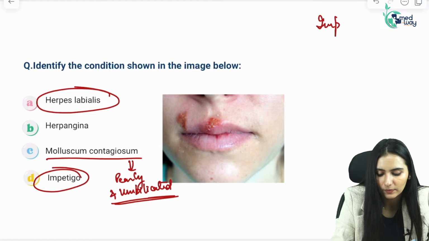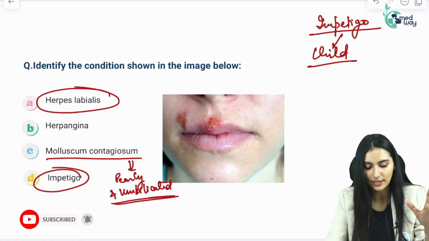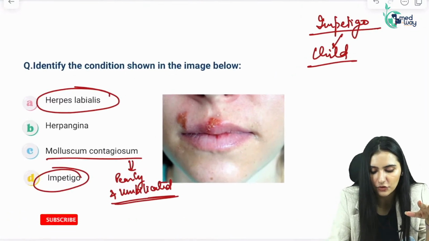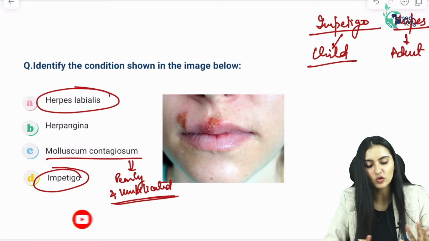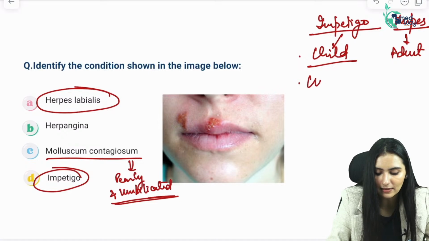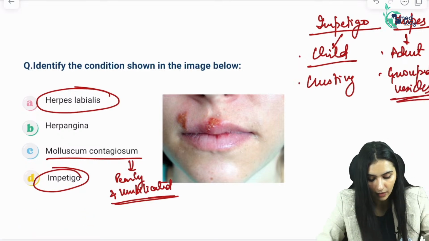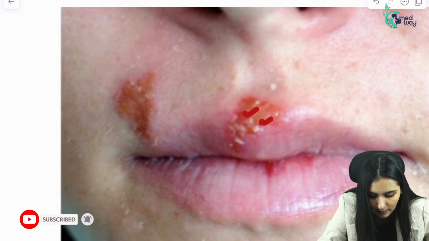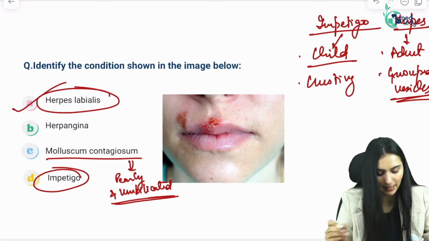In case of impetigo, the picture will be of a child. I am just telling you how you get to a right answer. In herpes labialis, mostly it is an adult picture. So look at the picture, it looks like an adult, does not look like a child. Here there is going to be crusting. Here there are going to be grouped vesicles. You see these vesicles over here? These are grouped vesicles. This is herpes labialis.